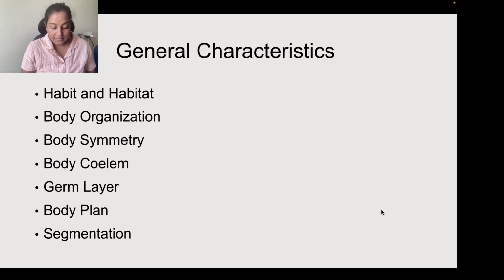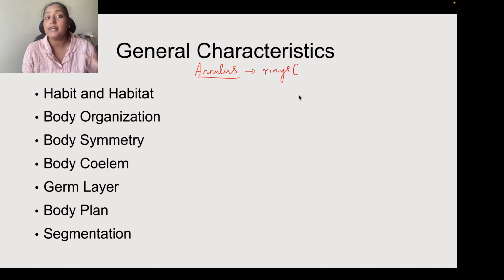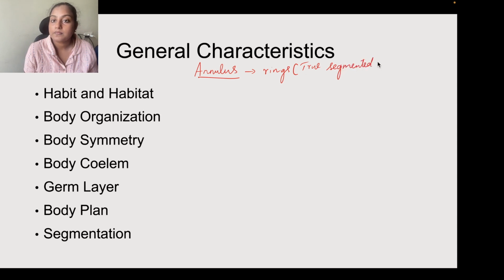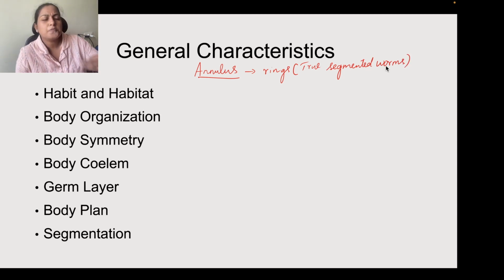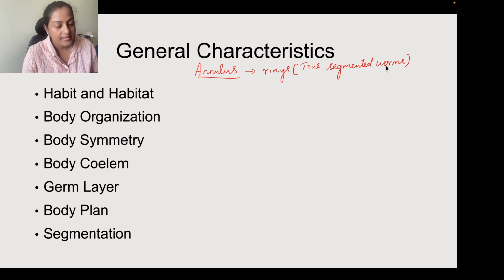Talking about the general characteristics, one thing I wanted to tell here is we are seeing phylum Annelida, right? The word Annelida comes from the word annulus, which actually means rings. So this is giving us a hint that all of these organisms are segmented. Basically, they are true segmented worms. Okay, kiddos, keep this in mind. One special quality about Annelida is they are segmented.